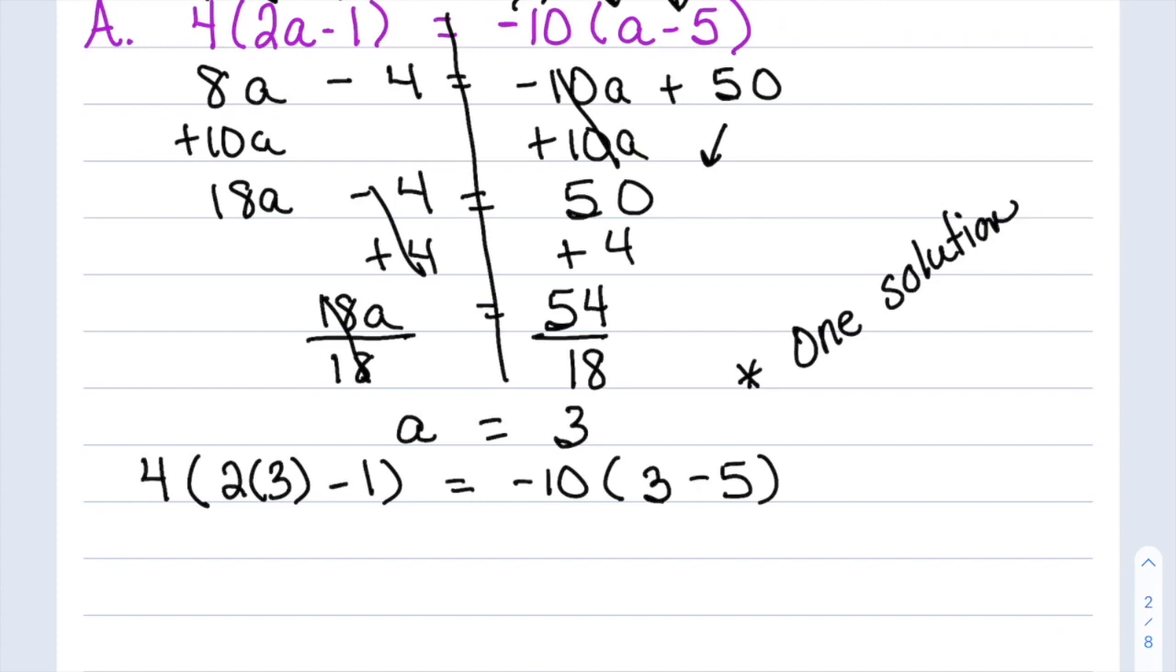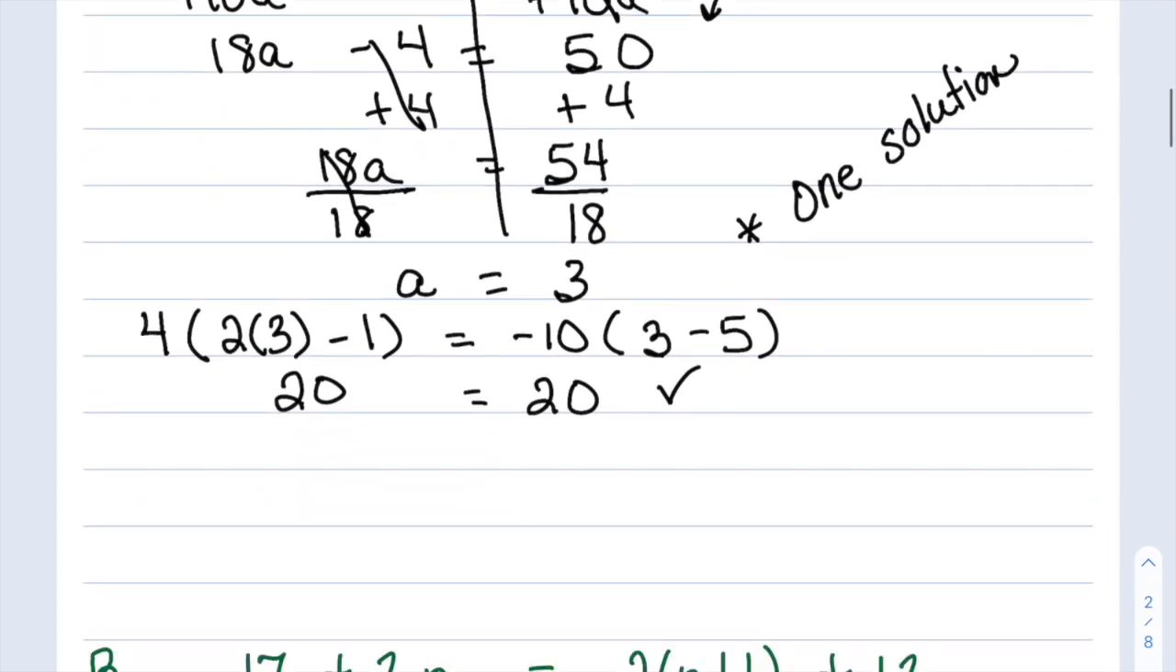So 2 times 3 is 6. 6 minus 1 is 5. 5 times 4 is 20. Negative 10, on the outside we have 3 minus 5, so that's a negative 2. A negative 2 times negative 10 is 20. So it is correct. So we know A is 3 in the situation.